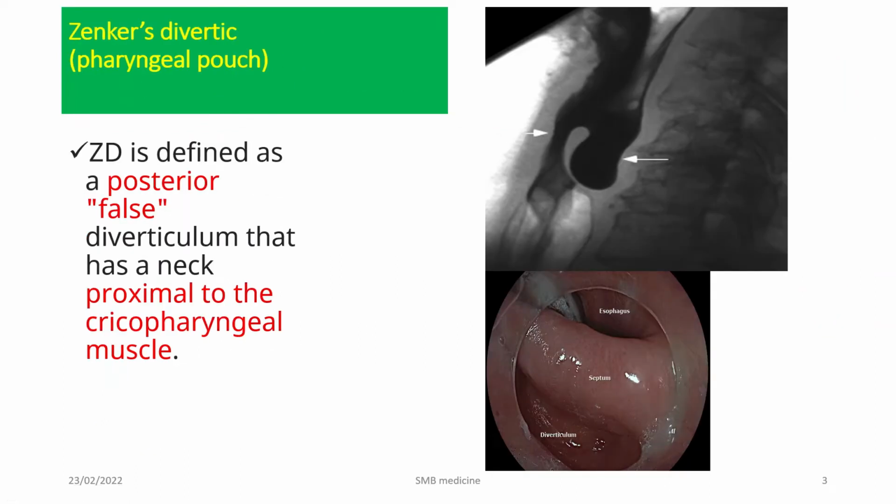Then what is ZENKER'S diverticulum, or pharyngeal pouch? It's defined as a posterior false diverticulum that has a neck proximal to the cricopharyngeal muscle. As we can see, and as we will see in the diagnosis as well, this is a diverticulum with a neck and outpouching. This is an endoscopy, which is the esophagus, and this is a false diverticulum.